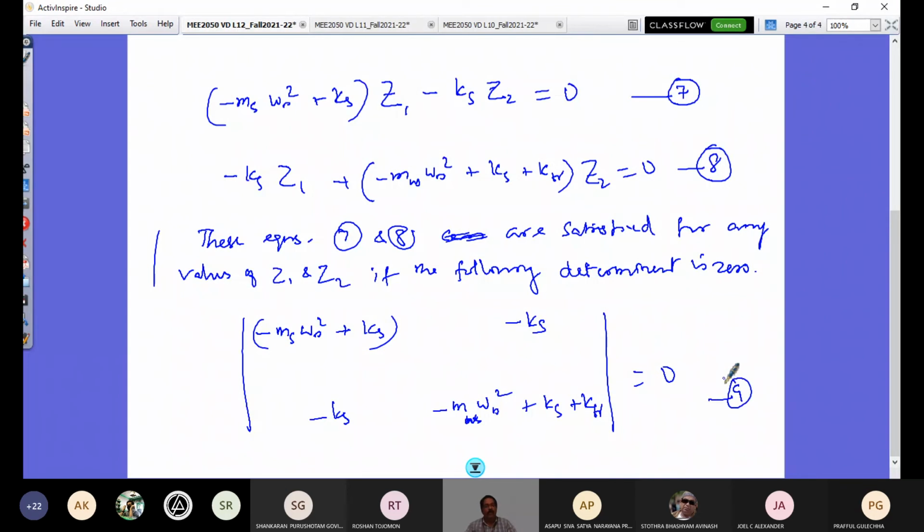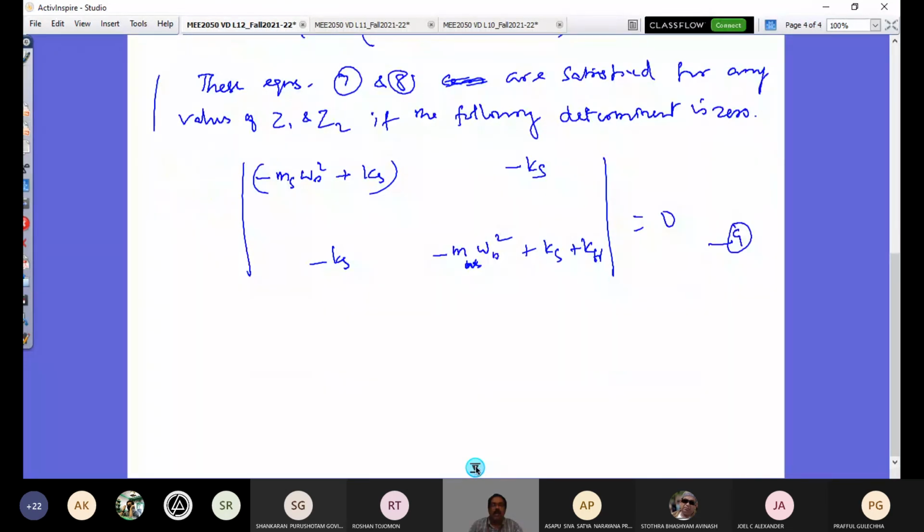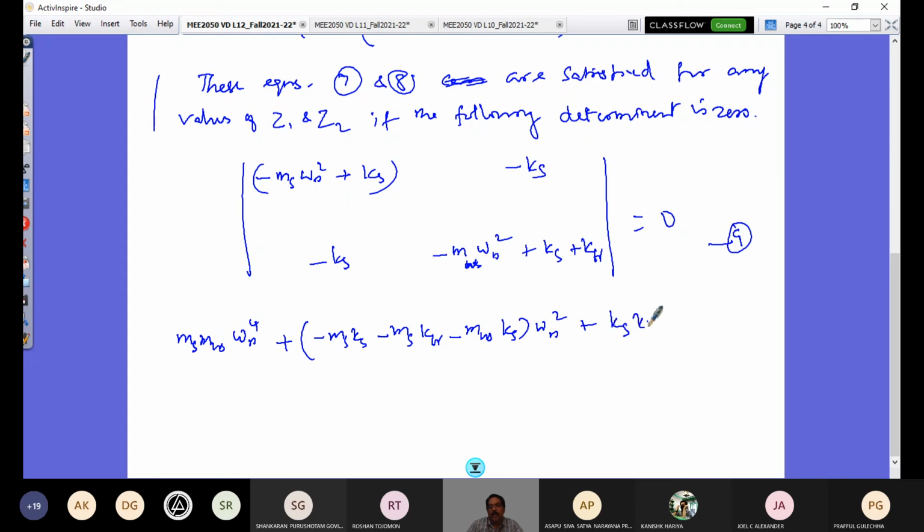And now this would give me a polynomial. Equating this determinant to 0 would give me a polynomial, and that polynomial is this: ms mus multiplied by omega n power 4, minus, I keep this minus inside, minus ms ks minus ms ktr minus mus ks, all multiplied by omega n square, plus ks into ktr. So if I do this determinant, I get this equal to 0, and that's my equation number 10.